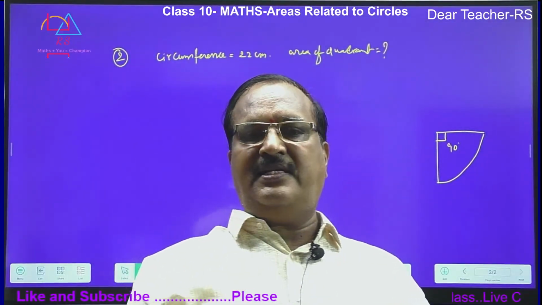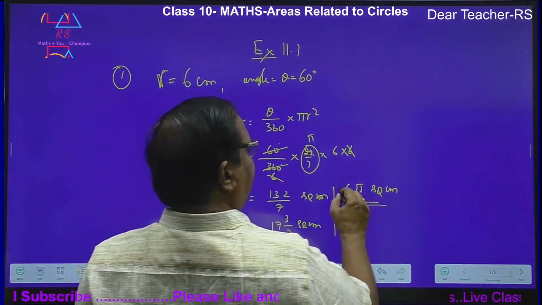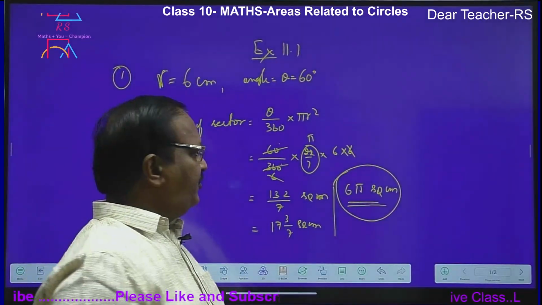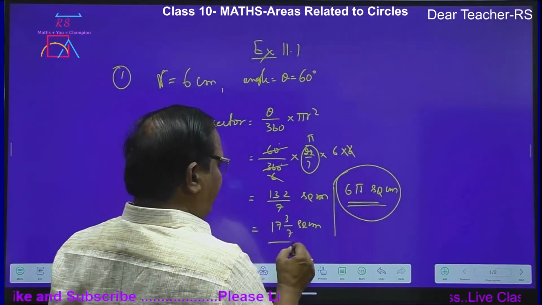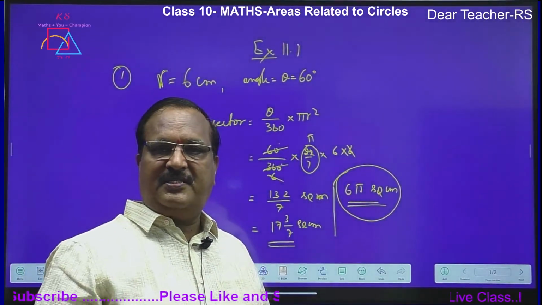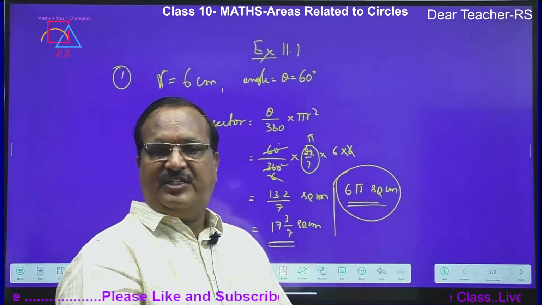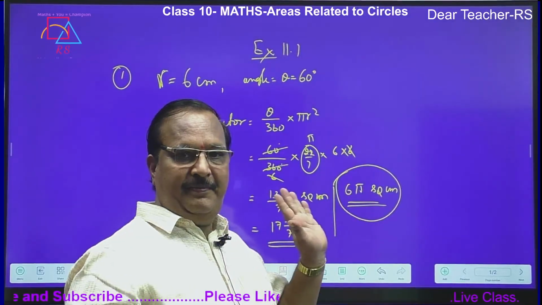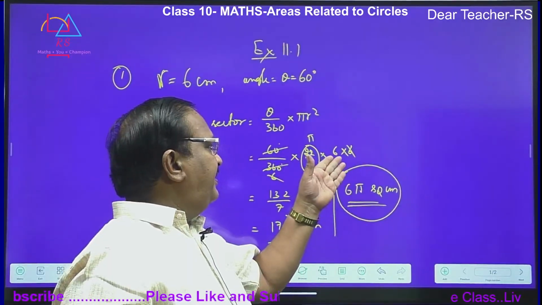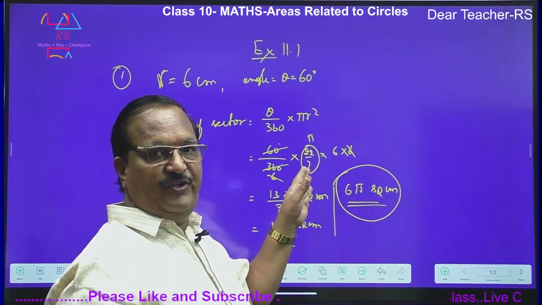6 pi is also okay. This is another way. Say I have written 22 upon 7. If you do it like this, you will get this type of answer. I am telling you which is the best answer in the board examination, because 7 is not getting cancelled. In such cases, you can leave pi, because pi is not getting simplified with the other number. If the radius is a multiple of 7, then you can put 22 upon 7.